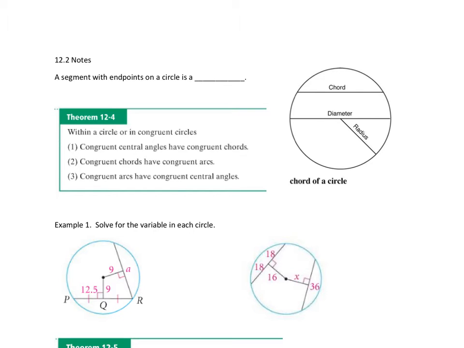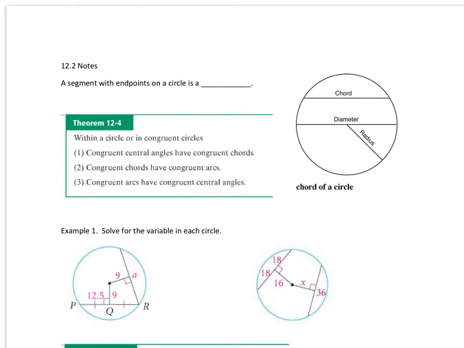A segment with endpoints on a circle is called a chord. So a chord has 2 points that are on the circle, whereas a radius does not. A radius has 1 point on the circle and 1 point at the center of the circle. A diameter is a special type of chord.